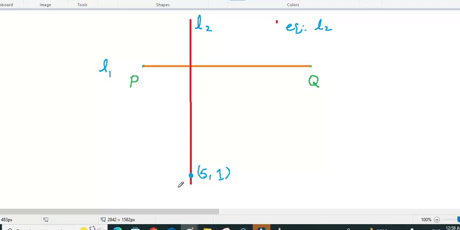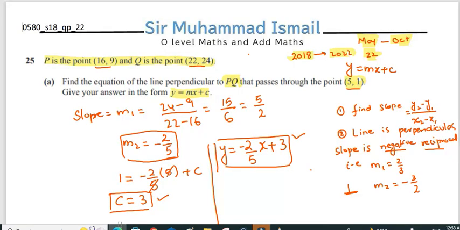First of all, you must know that the coordinates of P and Q are given to you, as I have already written over here in this part. If you read it, you will understand. First of all, you have to find out the slope of the line PQ.